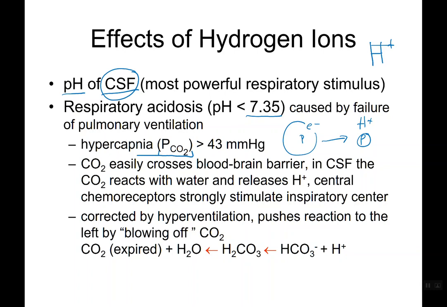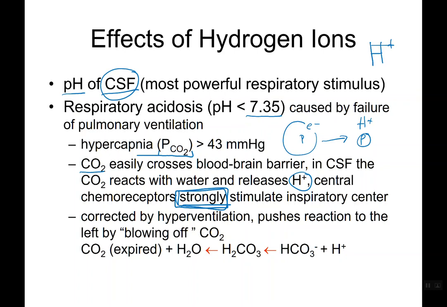So here's the deal with CSF. CO2 really easily crosses the blood-brain barrier because the blood-brain barrier, remember, is not able to prevent fatty substances or very small dissolved gases from crossing into it. So it's only really good at keeping out big things. In the CSF, the CO2 reacts with water and releases protons according to the carbonic anhydrase reaction. And central chemoreceptors strongly, I'm going to put the box around this actually, strongly stimulate the inspiratory center.